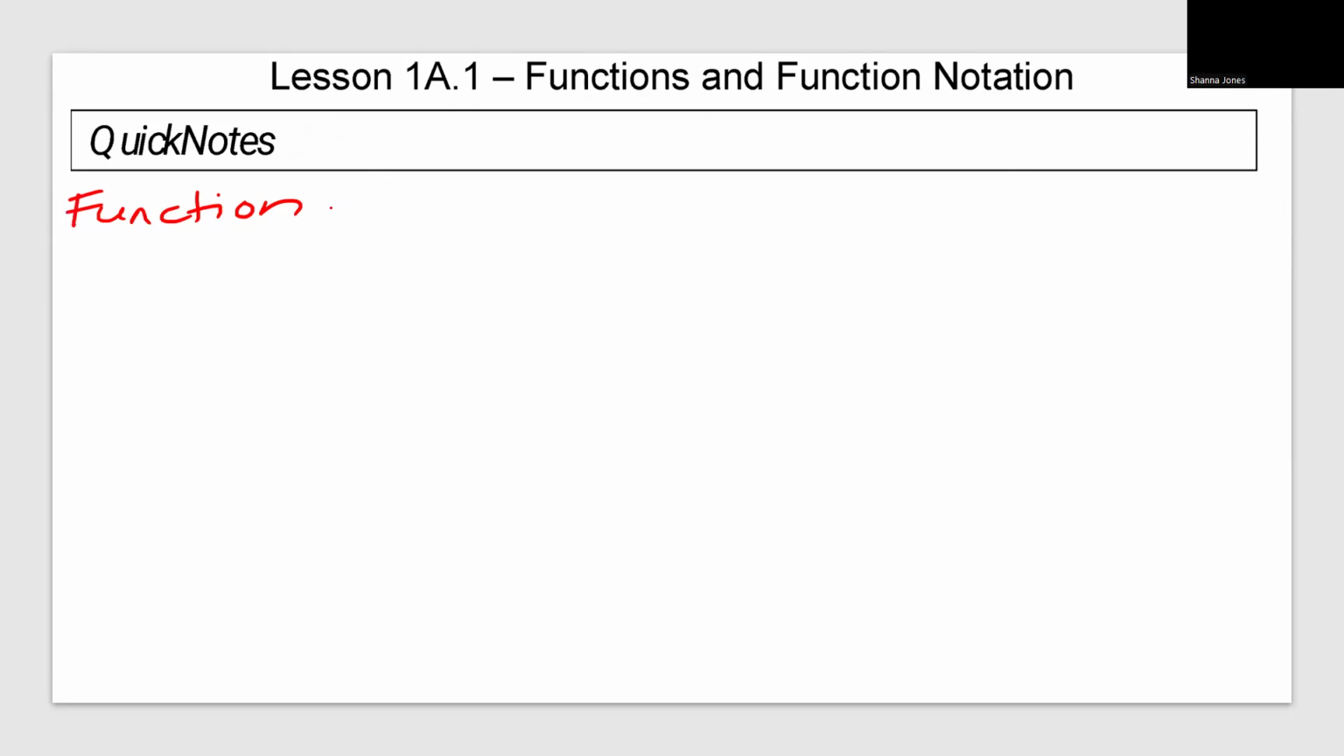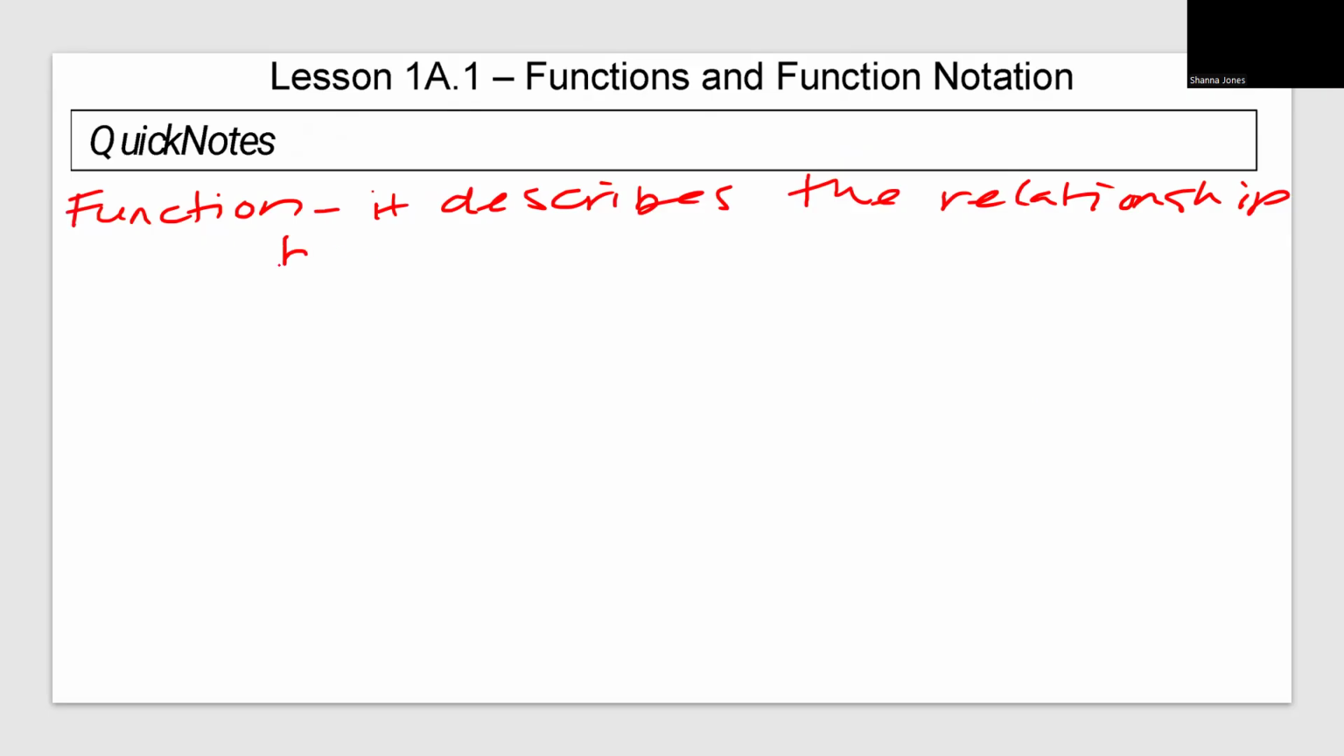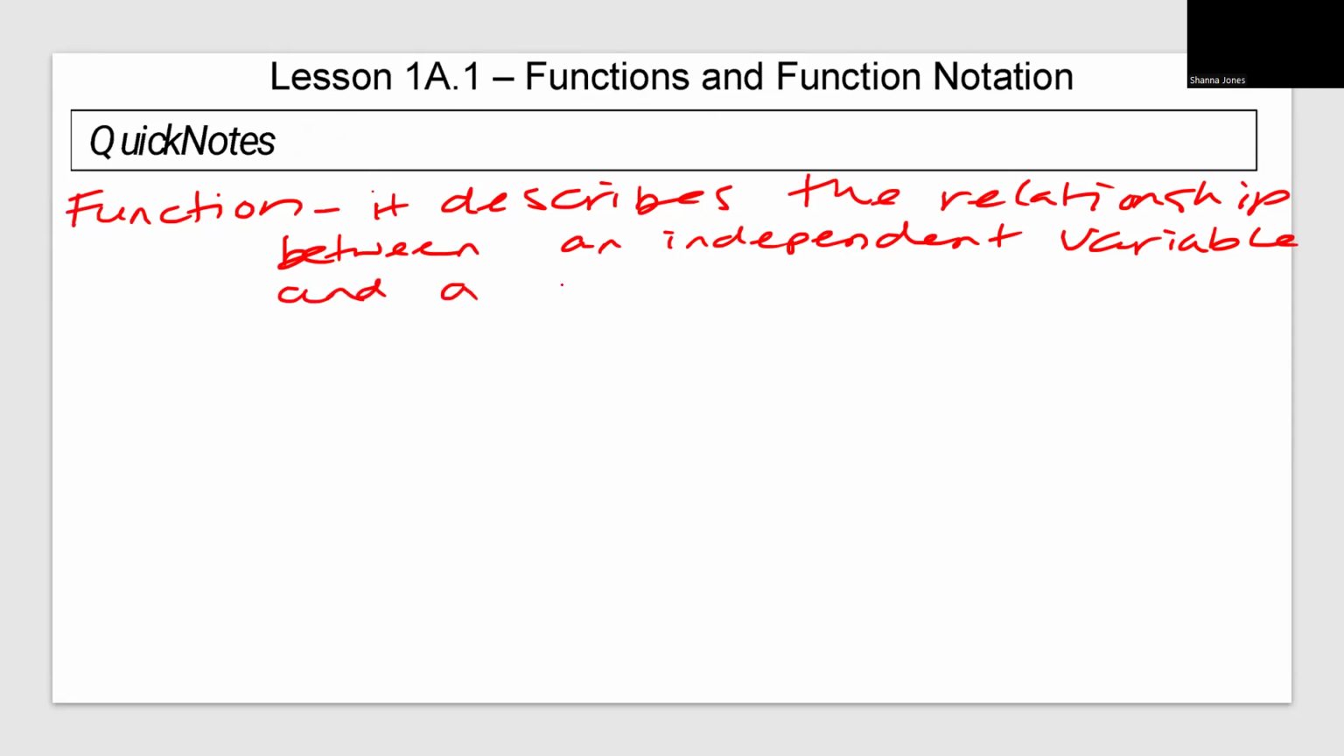What is a function? Okay. It describes the relationship between an independent variable and a dependent variable.